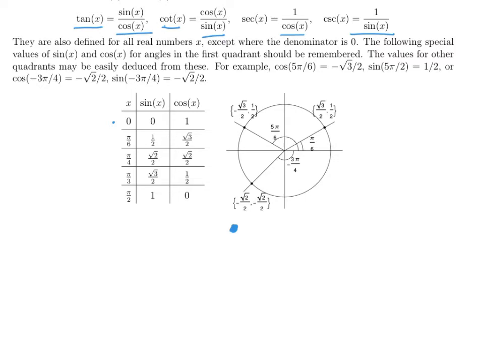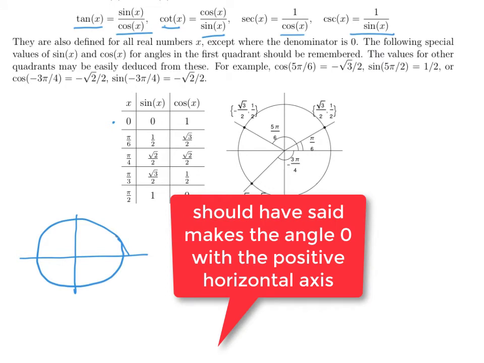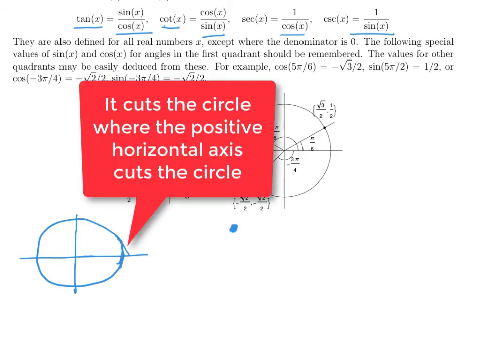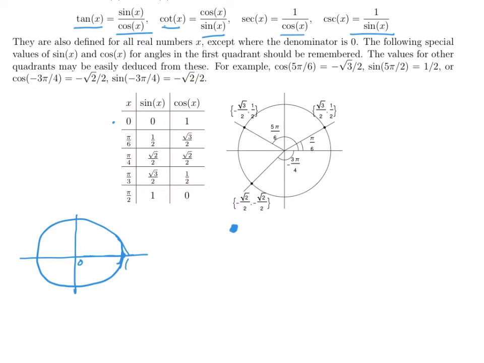0 is not terribly difficult. If you look at the ray from the origin that makes the angle 0 with the horizontal axis, then basically it cuts the circle where the horizontal axis cuts the circle. And it's pretty easy to write down the coordinates of that point. They're just (1, 0).